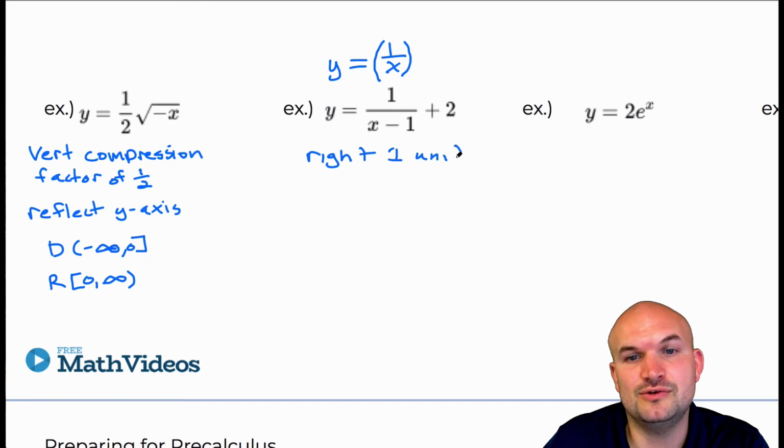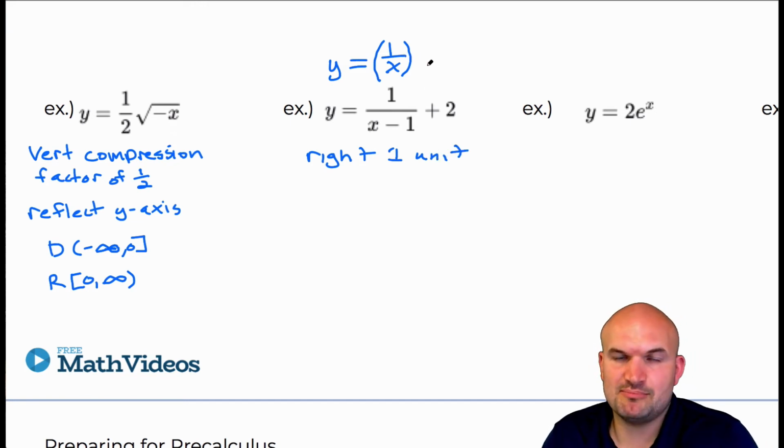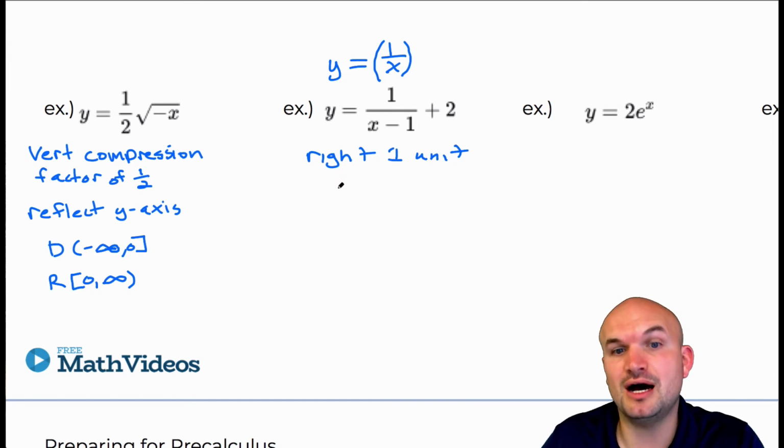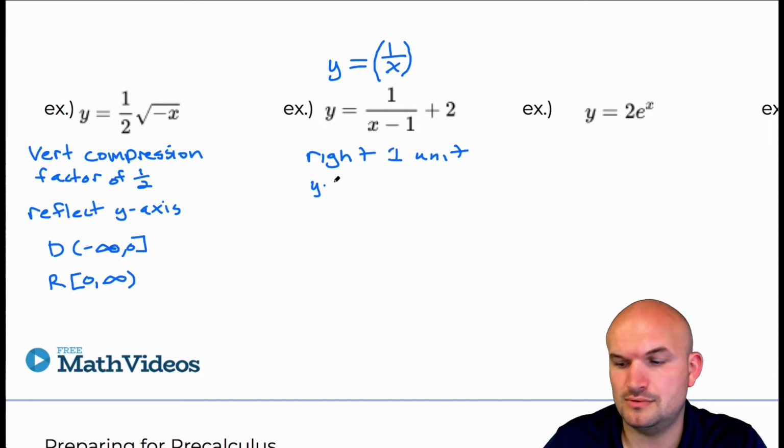And then you notice that the 2 is outside, right? It's just like plus a number, like plus k. So therefore, that's going to be shifting the graph up 2 units. Oops, that's a really bad U. So we'll say up 2 units.